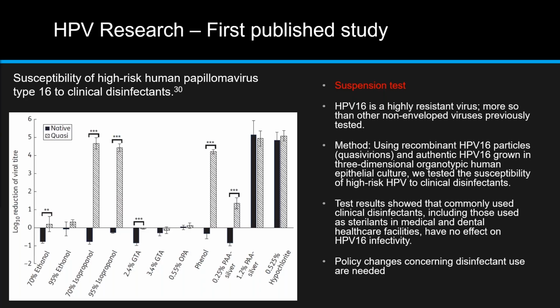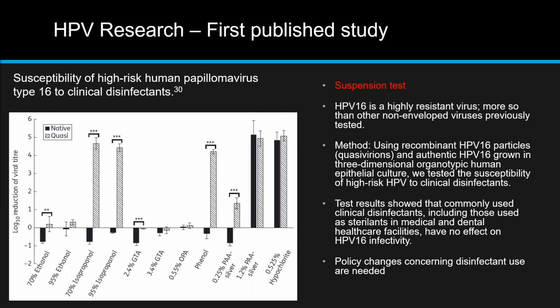The other thing to point out here is if you look at GTA and OPA, this is what I mentioned before, these have been classified as high-level disinfectants. But what we found was that neither GTA nor OPA was able to kill human papillomavirus. So again, those definitions came out before anybody could test human papillomavirus. So you also have to consider, when you're looking at your evidence-based practice, has that high-level disinfectant been tested against native infectious HPV?